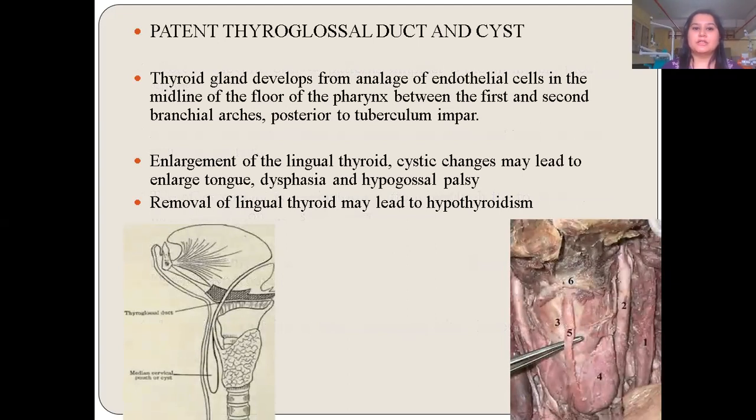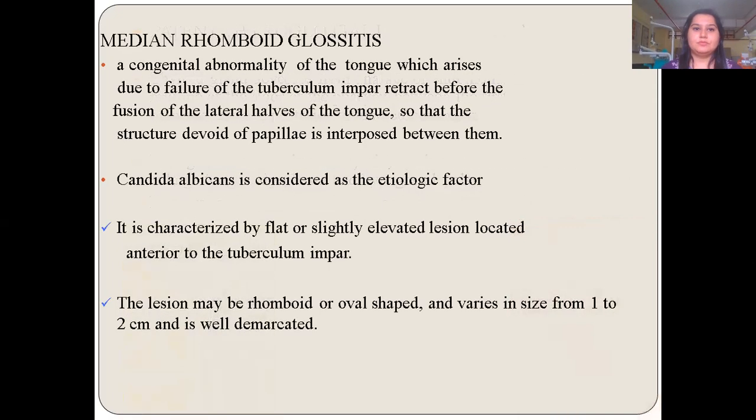Patent thyroglossal duct and cyst is again another developmental disorder. The thyroid gland develops from endothelial cells in the midline of the floor of the pharynx between the first and second branchial arches, posterior to the tuberculum impar. Enlargement of the lingual thyroid and cystic changes may lead to enlargement of the tongue, dysphagia, and hypoglossal palsy. Removal of the lingual thyroid may lead to hypothyroidism.